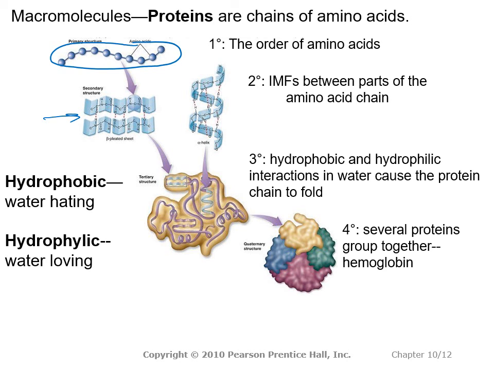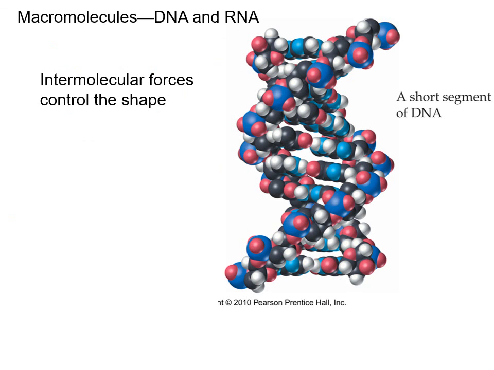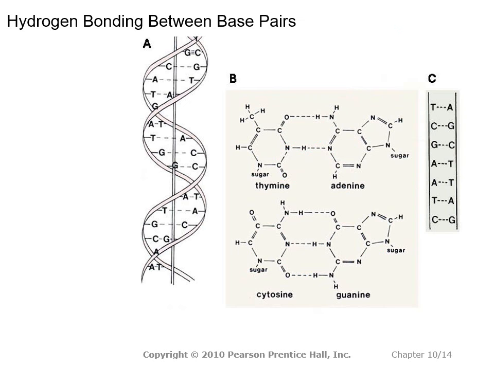Then there's tertiary structure, where some of the primary or secondary structure may be hydrophobic, water-hating, or hydrophilic, water-loving, so it will fold. And then finally, you can have several proteins getting together in the quaternary structure. What's really important to remember about this, and what you're likely to see on the test, is that intermolecular forces control the shape of these larger macromolecules.